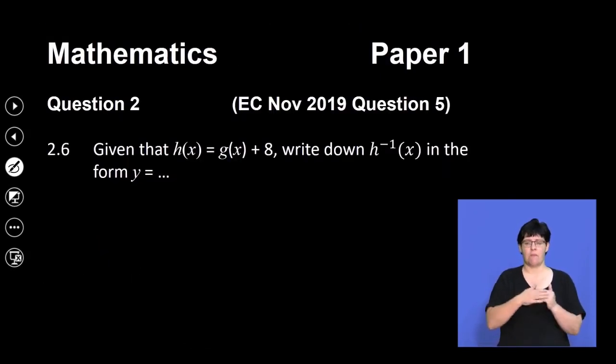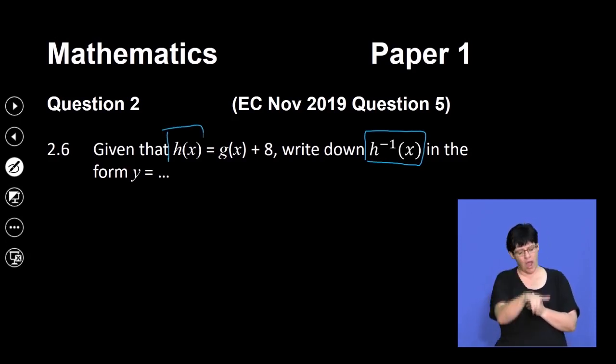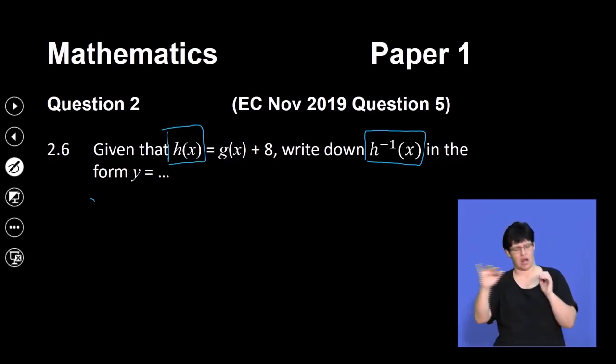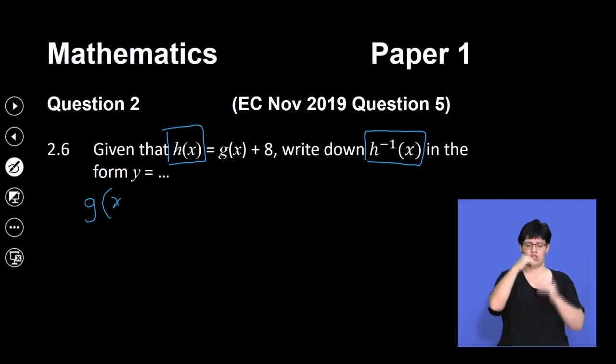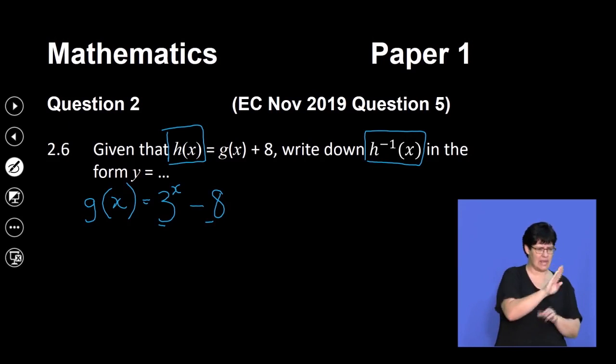Okay, let's see if we can do one last question. We're given that h of x is equal to g of x plus 8, and then we're asked to write down the inverse in the form y equals something. Okay, so let's first find what h of x is equal to. So we know that g of x, if you remember, was equal to 3 to the power of x minus 8. That was the value of b, that was the value of q.